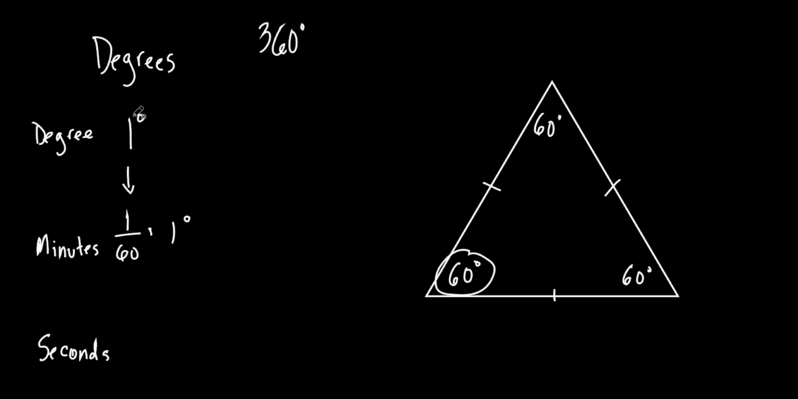Okay, so they break that 1 degree. So think about it. If I had a protractor and I measured something and it was 1 degree, it would be pretty skinny, wouldn't it? All right. But if I broke that skinny little 1 degree angle down into 60 parts, each one of those parts would be a what? A minute.